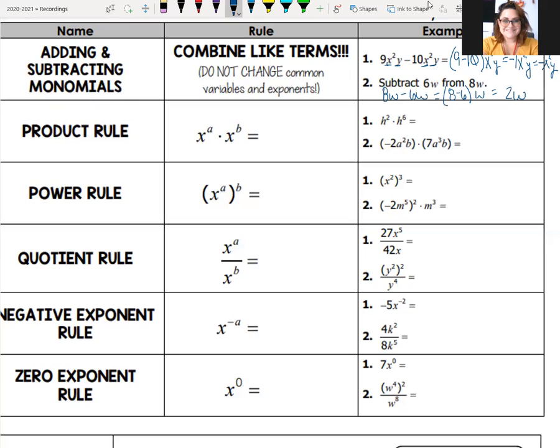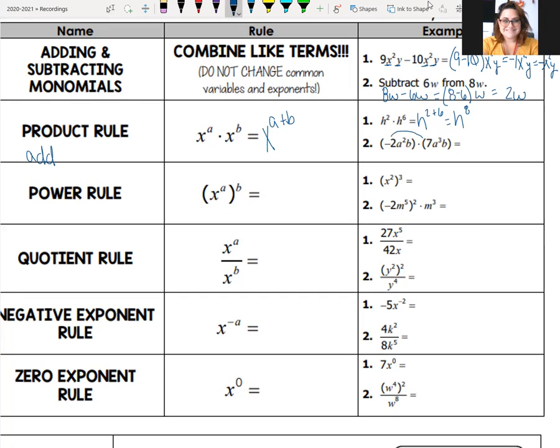Product rule, this is when we multiply. I'm sorry, we don't multiply here, we're going to add. Meaning we would have x to the a plus b. So over here, we would have h to the 2 plus 6, which means we're going to have h to the 8. And down here, notice we have coefficients, so we're going to do this.